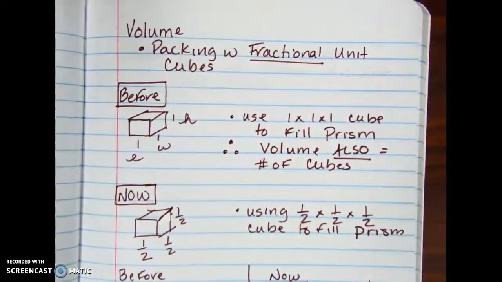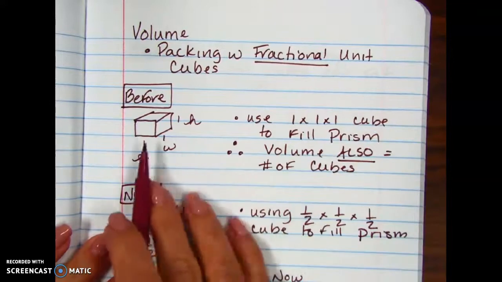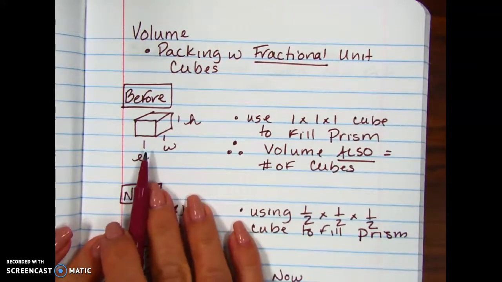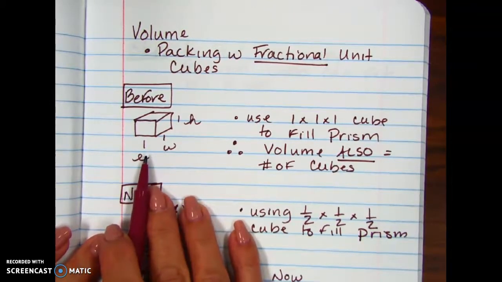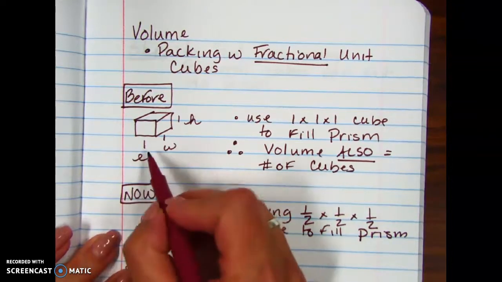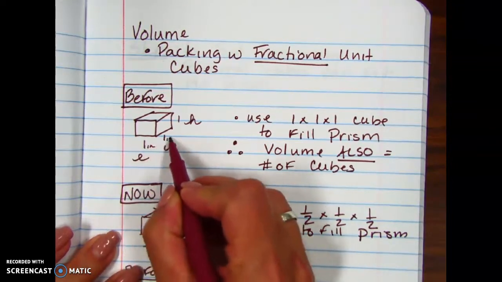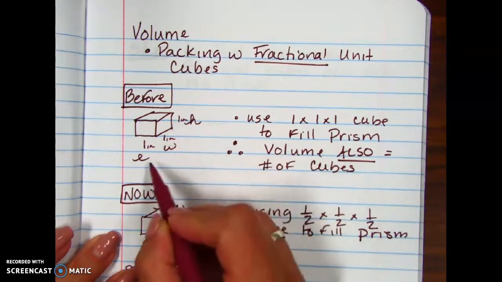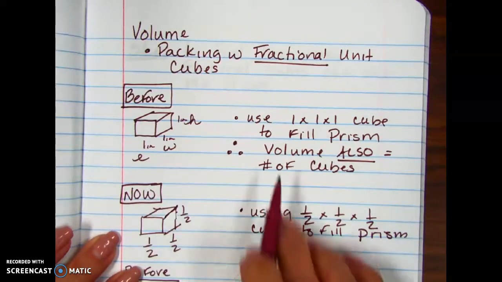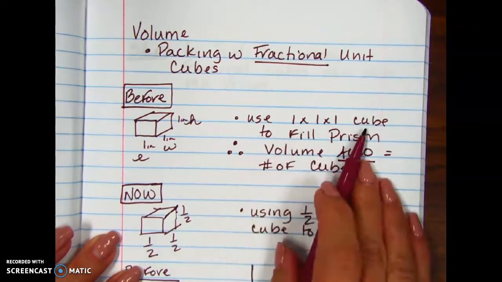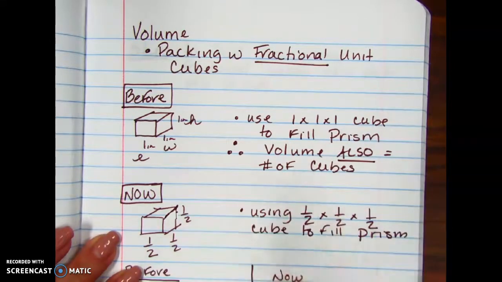So today's lesson still continues working with volume. However, what we're going to be doing is packing with fractional unit cubes. Before, with volume, we were working with a cube that is 1 inch by 1 inch by 1 inch, length, width, and height. So we use a 1 by 1 by 1 cube to fill a prism.